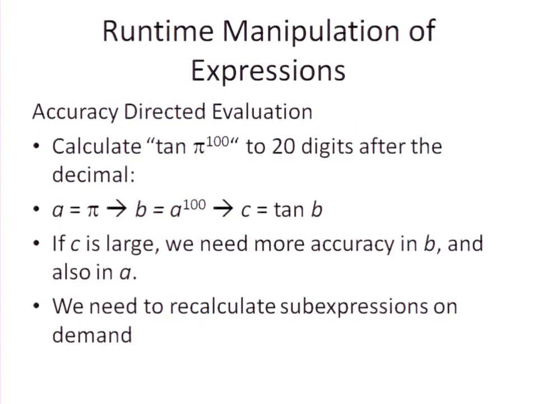Now, if in this calculation C is very large, then probably the precision you used to calculate B wasn't enough, and so the precision you used to calculate A wasn't enough. So what you need to do is go back and re-evaluate the same expression with a better precision. And the only way to really do that is if you have the expression tree available at runtime. That's another example of what you can do with expression trees.